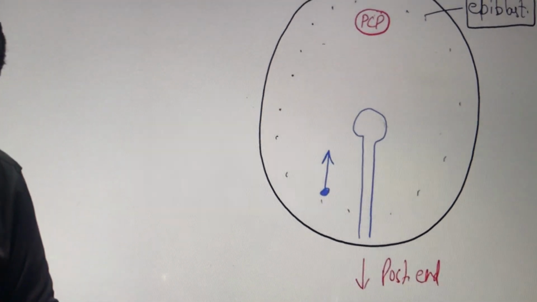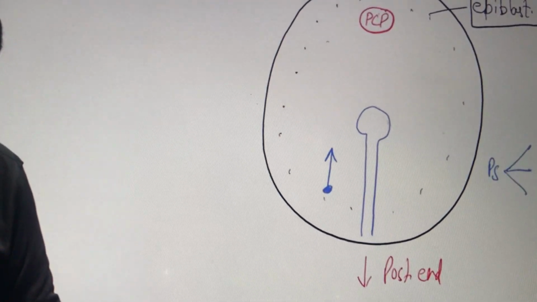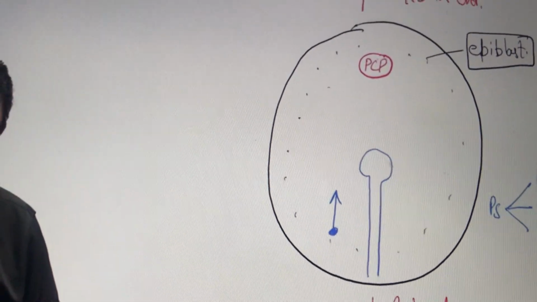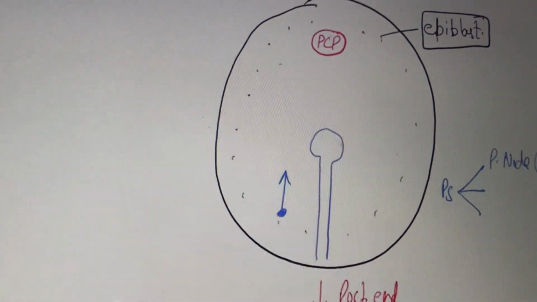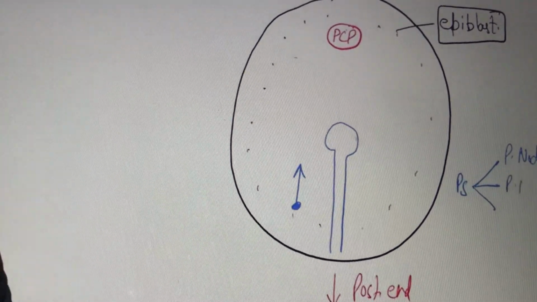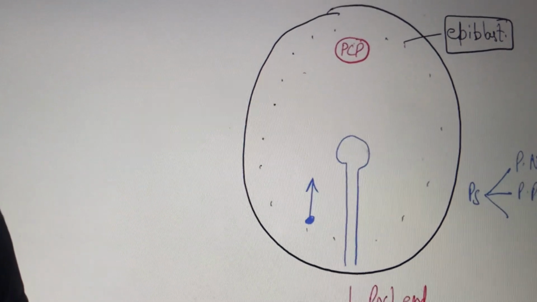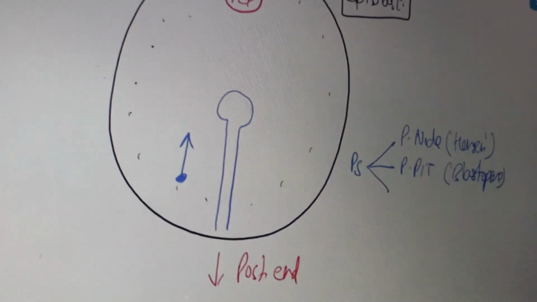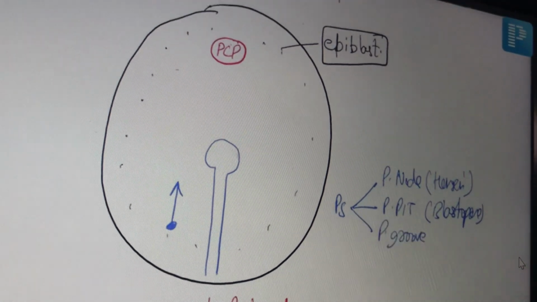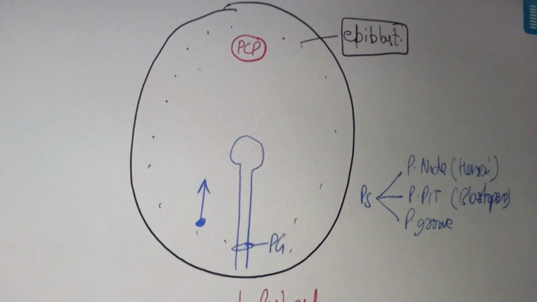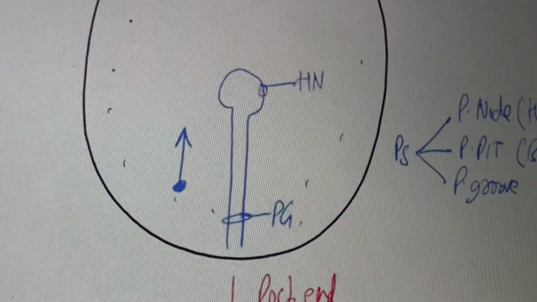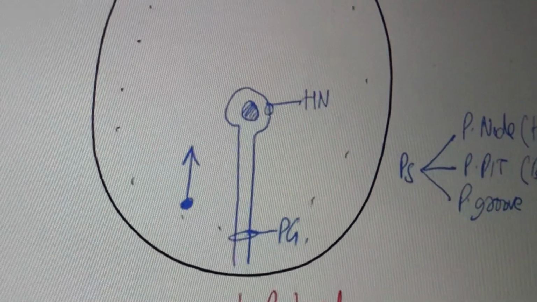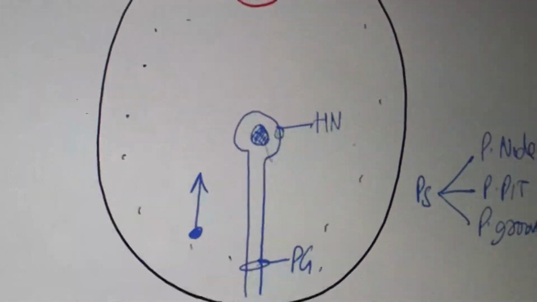The three components of the primitive streak are the primitive node, which is also called Hensen's node, and in that there is a primitive pit, also called the blastopore, and then there is a groove, the primitive groove. So here is the primitive groove, this is Hensen's node, and in Hensen's node we see a pit which is also called the blastopore.